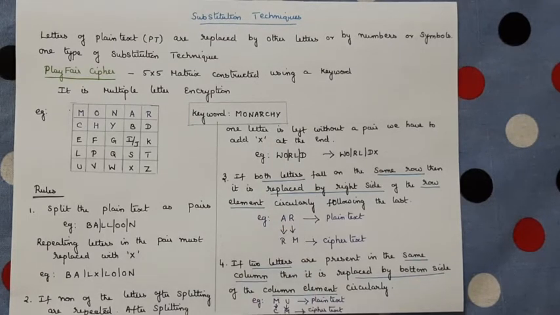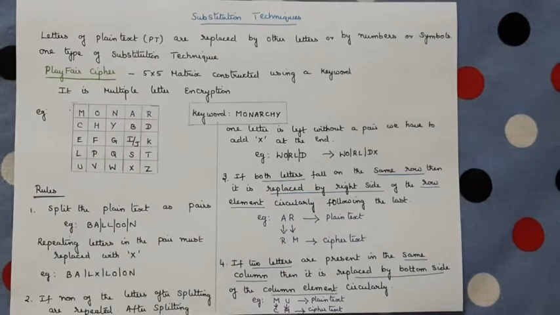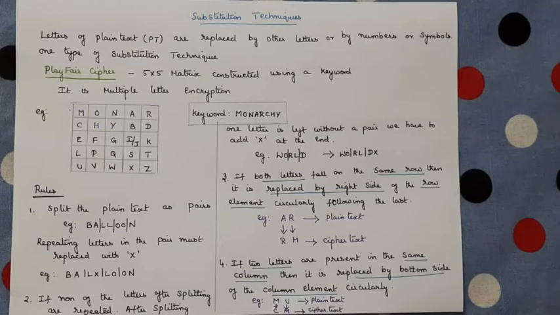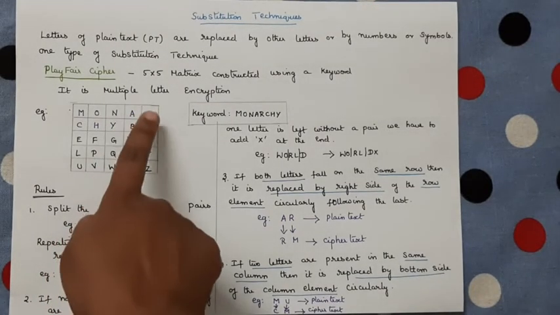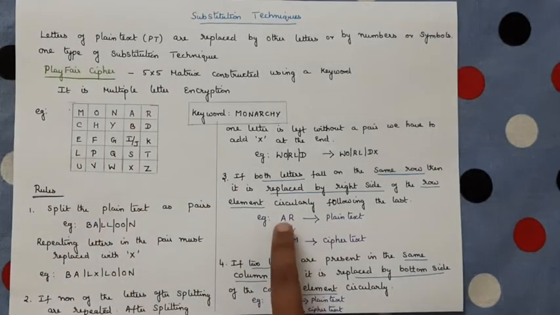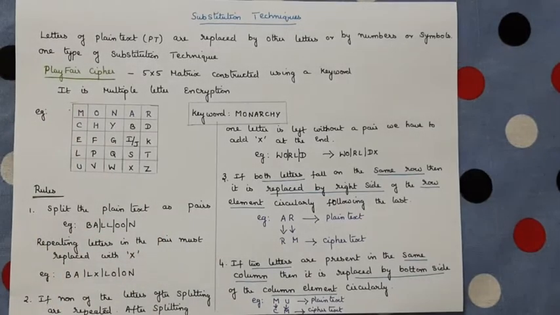For example, I have taken AR. AR is my plain text. I am seeing A and R are in the same row. So what I have told, it should be replaced by the right side element of the row. So A is replaced with R, because the right side of A is R. And in circular fashion, R's right element is M, so R is replaced with M. So this is the third rule.